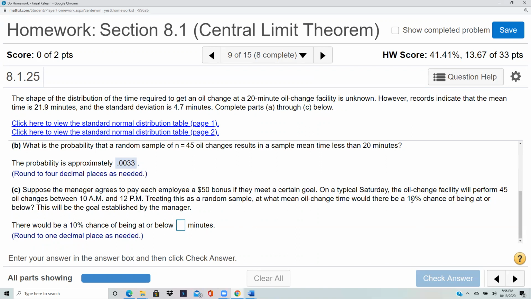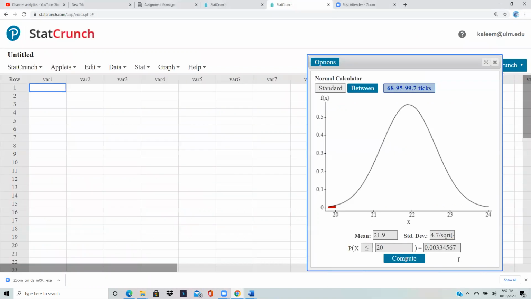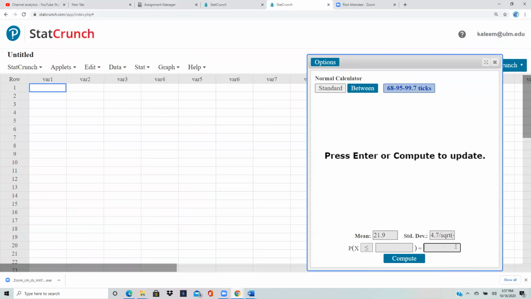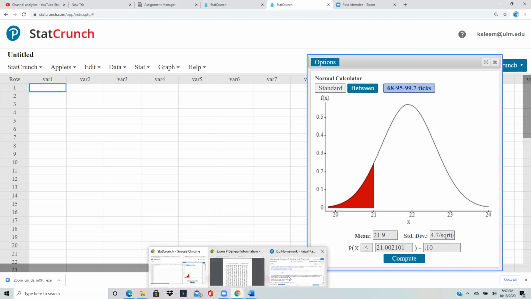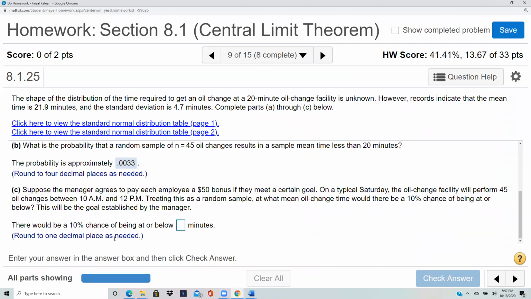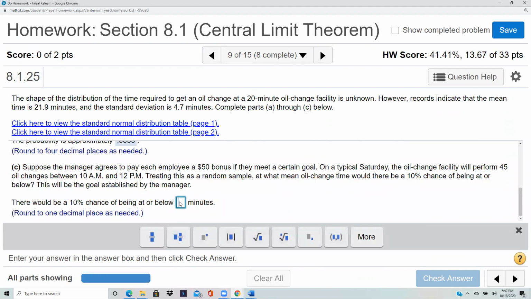So remember, 10% is the probability or the area. So that will go in the area box, 0.10. At or below. So we're already at or below, less than or equal to, and everything else is the same. And this gives us 21. Round to one decimal place, it was 21.00, so 21.